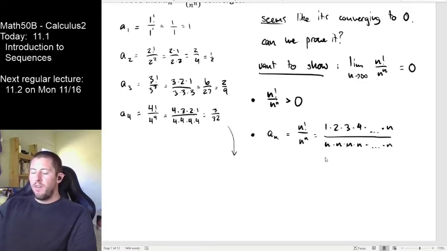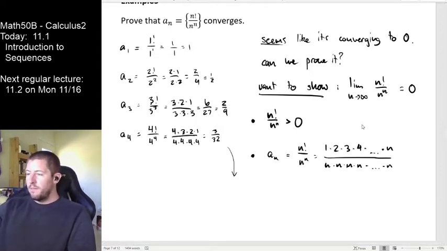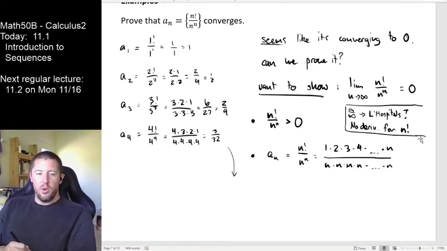One of the things I'm seeing out of this fraction that I don't know how to deal with: we want to take a limit, and it seems like this limit is going to be infinity over infinity. So can we use L'Hopital's rule? Infinity over infinity says to me, L'Hopital's. But there is no derivative for n factorial. That's going to be a problem, because I don't have a general derivative for n factorial, so I can't use L'Hopital's rule because I can't take the derivative of the numerator.